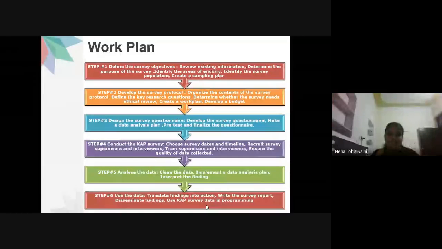tool for the survey. You have to choose survey dates and timeline. So how large the sample size is, how you are going to go about it, everything you have to plan. Recruit survey supervisors and interviewers. Then train supervisors and interviewers.